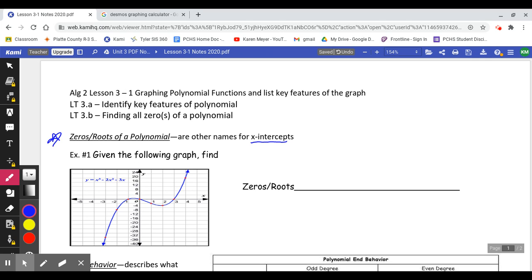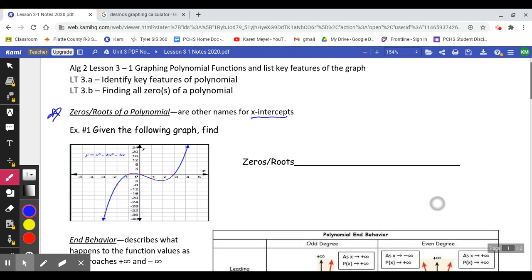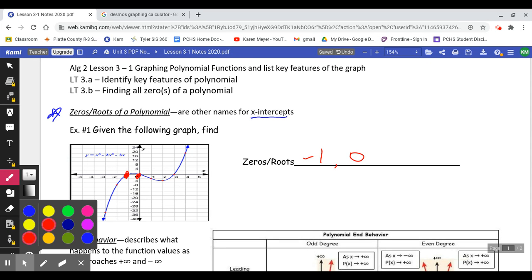So on my first example, I give you a picture of a polynomial off to the side, and we want to list the zeros or the roots. So where does it cross the x-axis? My first point right here is at -1. The second time it crosses the x-axis is at 0. And the third and last time it crosses the x-axis is at +3.